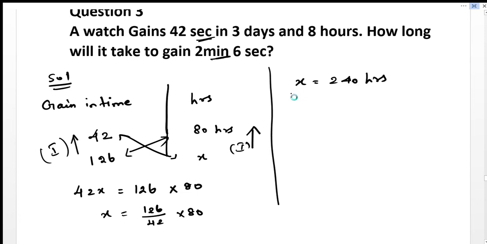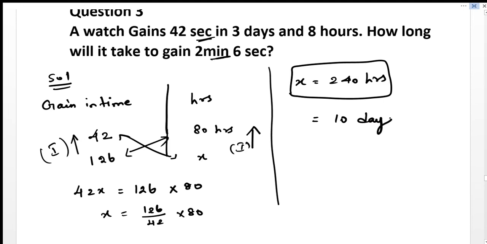We have to simply eliminate by using the tables. I do not want to take more time, so this is nothing but 240 hours. 240 hours is automatically 10 days, at 24 hours per day. Therefore, the time taken by the watch to gain 2 minutes 6 seconds is 240 hours, or 10 days.